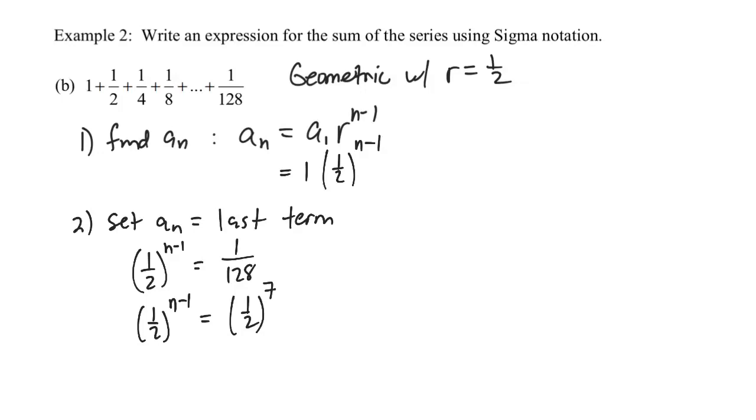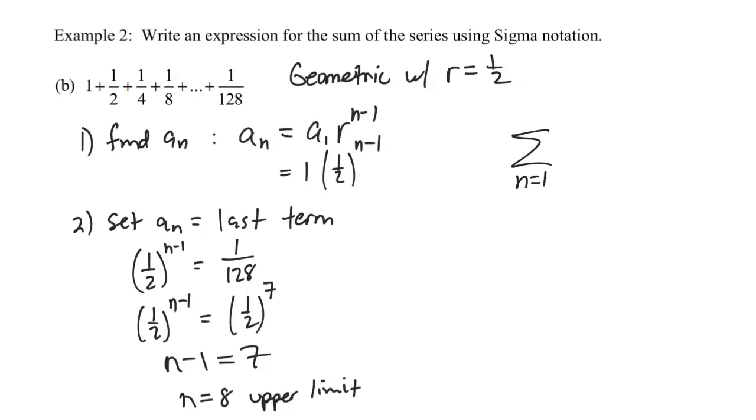If you were to plug in 1/2 to the 7th, you would get 1 over 128. And so now I'm ready to drop the bases, set the exponents equal to each other, and get that n is equal to 8. And so that is going to be my upper limit in my sigma notation. And so now I'm ready to write my answer. The sum from n equals 1, remember I said that it would always be n equals 1 on the bottom, 1/2 to the n minus 1. I didn't write the 1 in the front because multiplying by 1 doesn't do anything, and then the upper limit will be 8.